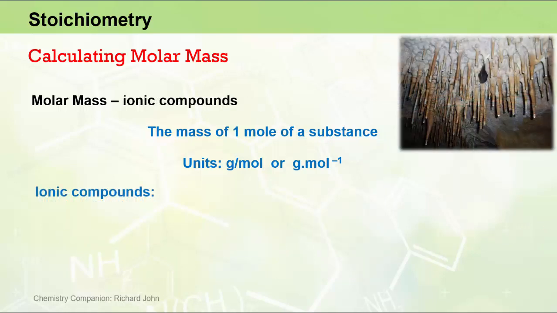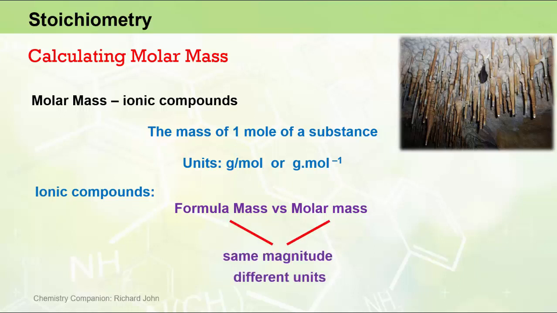For ionic compounds, we are going to take the same approach, but for ionic compounds, we refer to the formula mass rather than the atomic mass or molecular mass, and we compare that to the molar mass. And again, the formula mass for a particular ionic compound has the same magnitude as the molar mass for that compound, but with different units. Like atomic mass and molecular mass, the units for formula mass are atomic mass units, and the units for molar mass, as we know by now, are grams per mole.